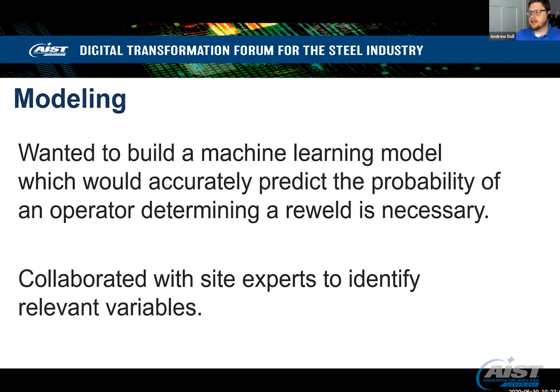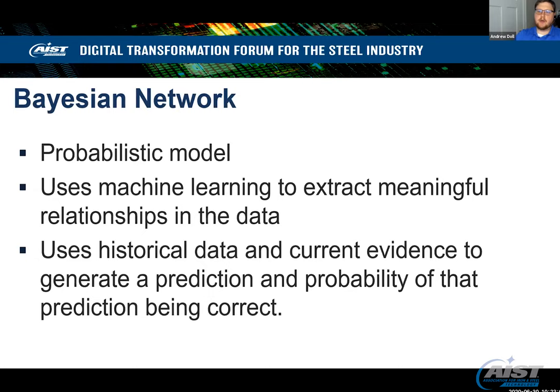So we first looked at Bayesian networks. That is a probabilistic model. So when we're talking about the probability of an operator passing or failing, you could have the exact same weld and one operator passes it and another one fails it out of an abundance of caution. So with a Bayesian network, we're actually using machine learning to extract meaningful relationships in the data. And our resulting model uses historical data and current evidence to generate a prediction and a probability of that prediction being correct.